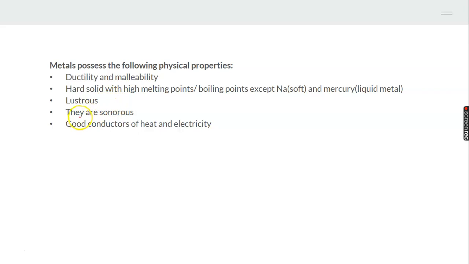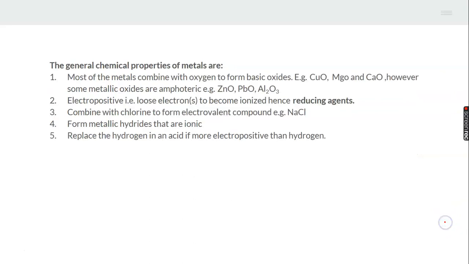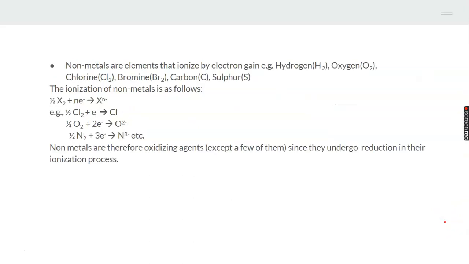Then the fourth one is that they are sonorous. When they are sonorous, that means they make a deep sound, okay? A vibrating sound, that means they echo. That's one property of metals too. Then they are good conductors of heat and electricity. We all know that they conduct because of their high temperature and boiling point. They can easily conduct electricity.